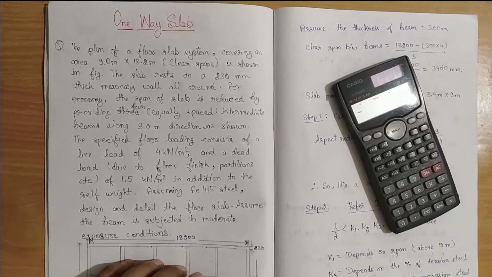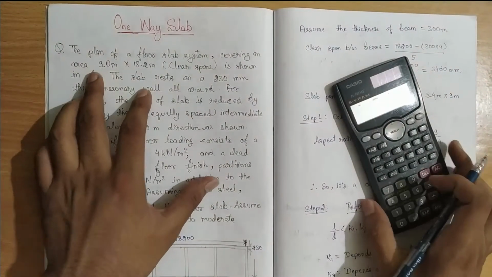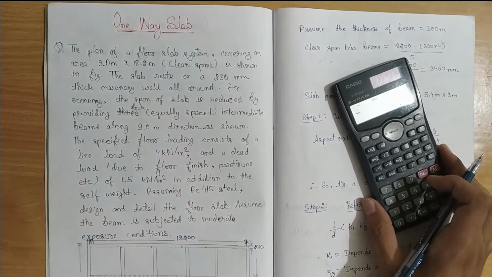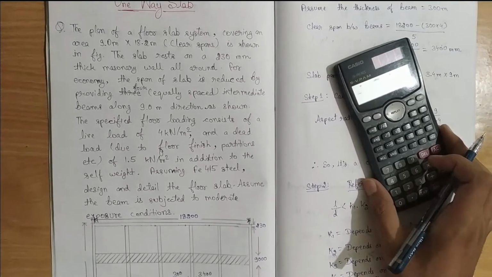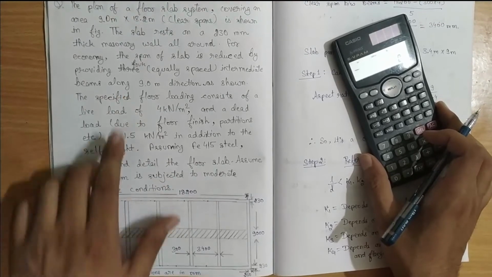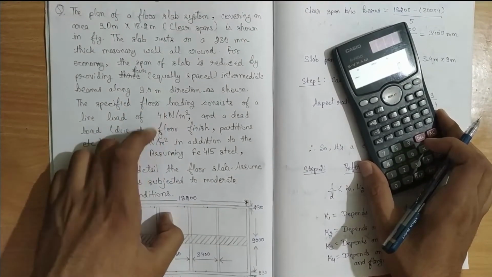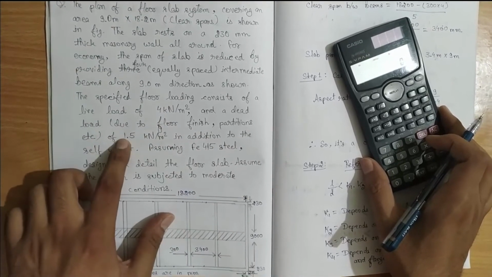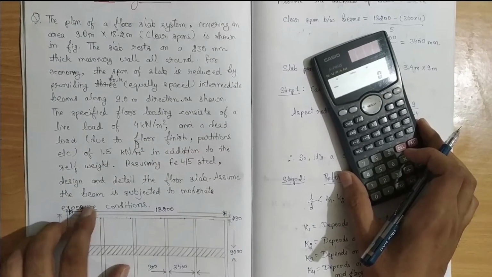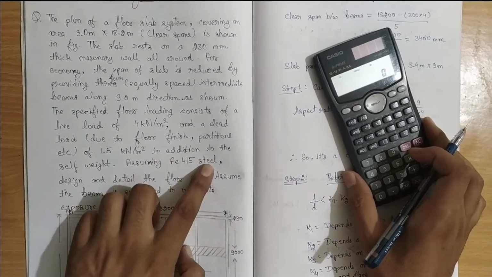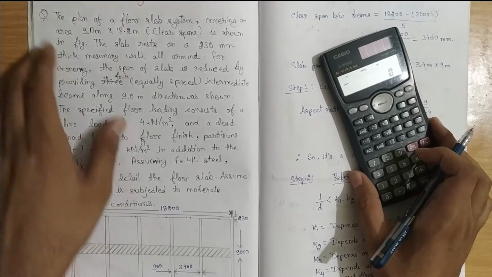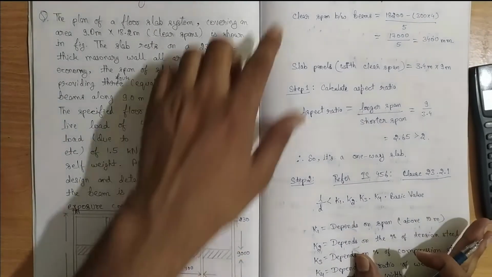So design of one-way slab part 3. Let's quickly revise the question. It was a slab of 9 meter by 18.2 meter, which was divided into 5 equal parts by 4 beams of 300 mm thickness with equal spacing. Also, there was a live load of 4 kN per meter square and a dead load of 1.5 kN per meter square, and this dead load was floor finish and partitions. We used Fe415 steel, M20 grade of concrete, and the rest is discussed in the answer.